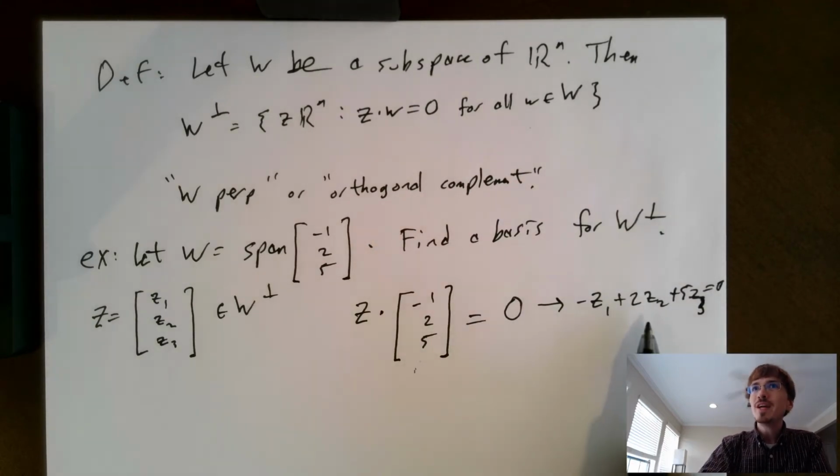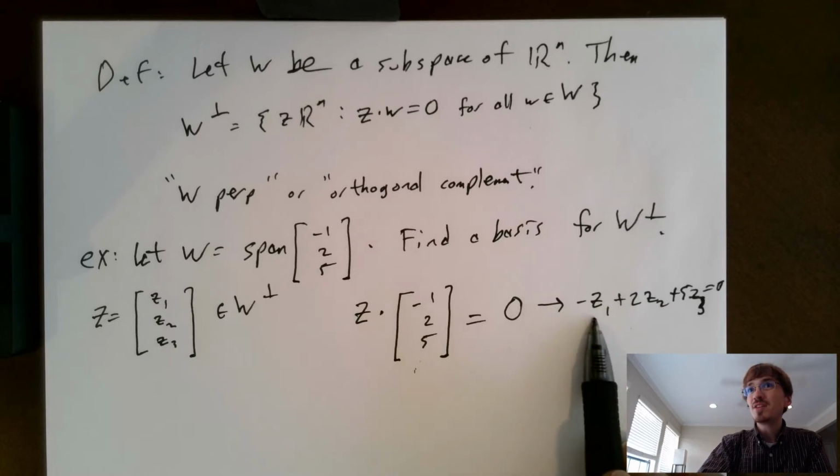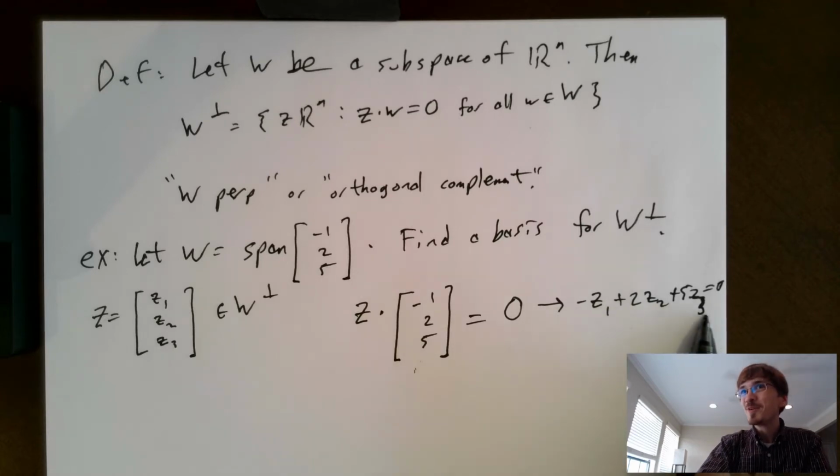So how do we find a basis for all vectors that satisfy this equation? We can recognize that this is really a system of equations with one equation and 3 unknowns, and we're really trying to solve.